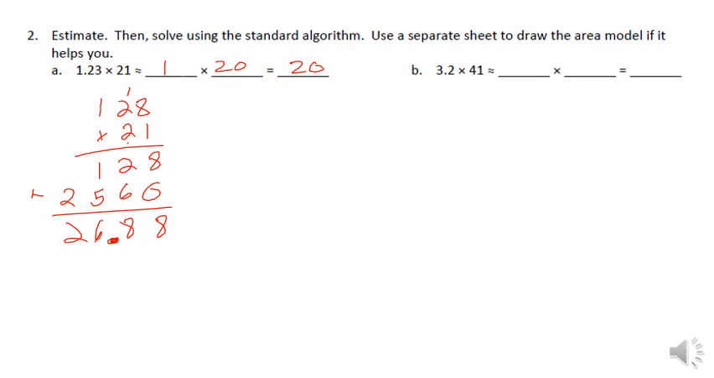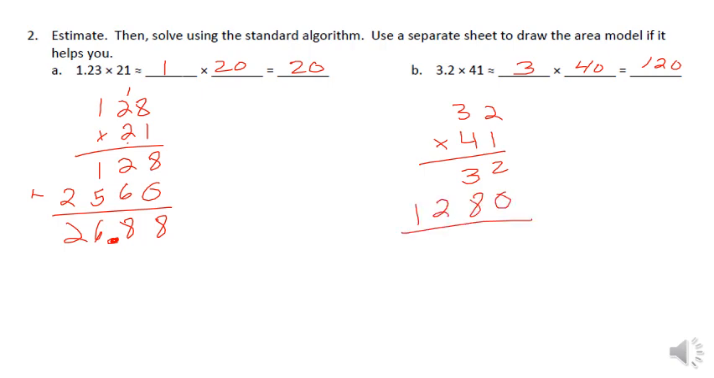Question B, 3.2. It's going to be closer to 3. 41 is going to be closer to 40. So we know this is going to be 120. So we have 32, 41. 1 times 2 is 2. 1 times 3 is 3. 4 times 2 is 8. 4 times 3 is 12. 2, 11, 3, 1. We know 120 was our estimate, so we have to put our decimal here for 131.2.